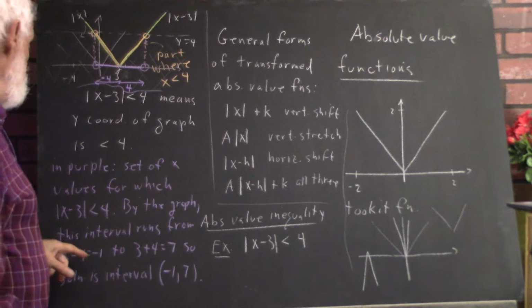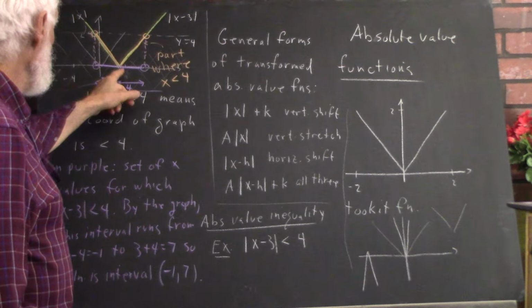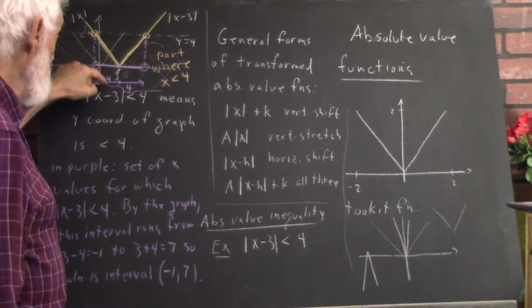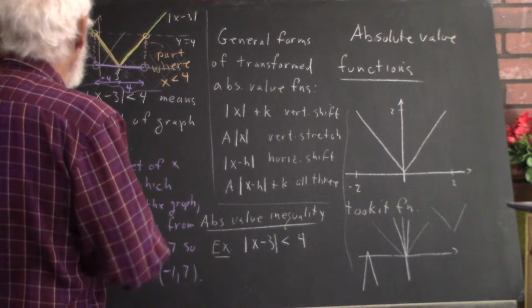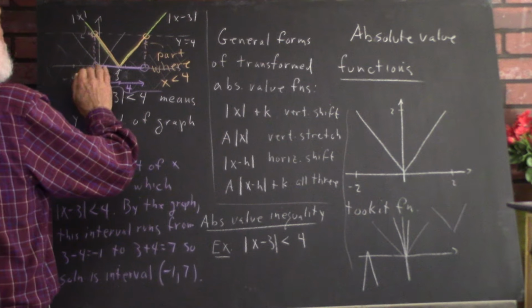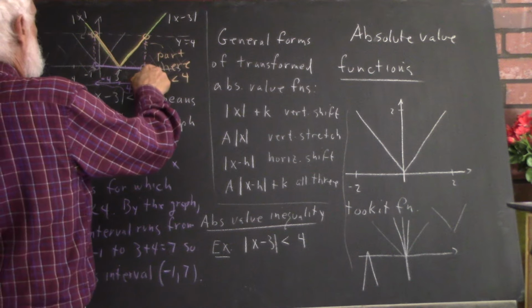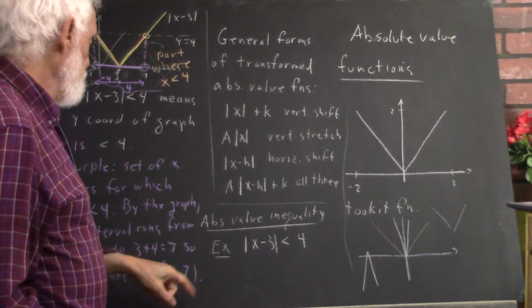By the graph, the purple interval runs from 3 minus 4, which equals -1, to 3 plus 4, which is 7. So we have negative 1 here and 7 here. And it's an open interval from negative 1 to 7.